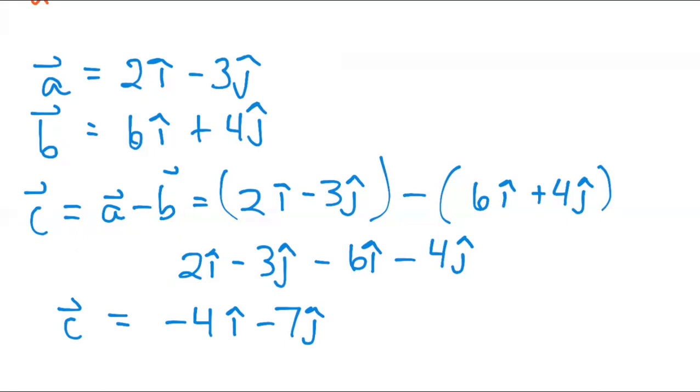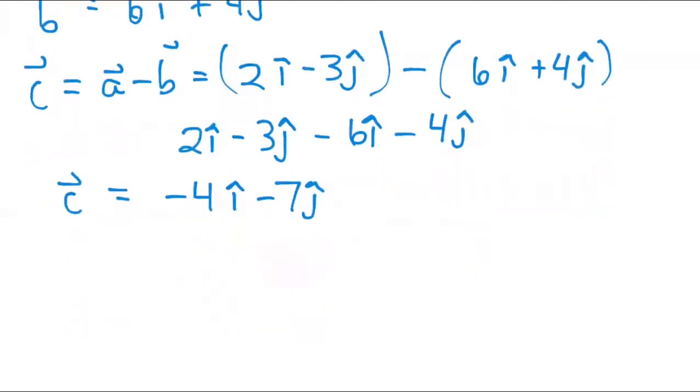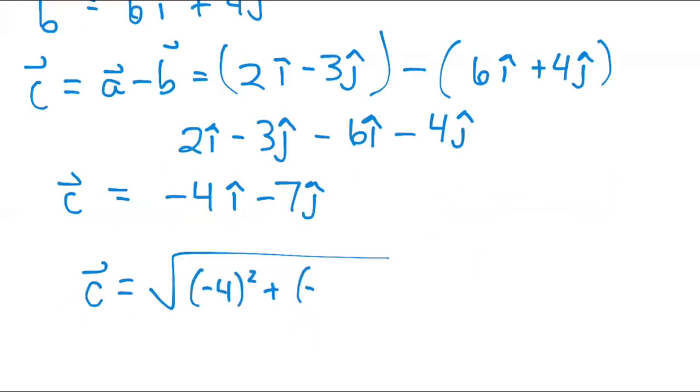Really, the power is we don't have to worry about angles. We don't have to worry about that resultant value. Now, let's say it did ask me for this resultant value, and it's like, okay, what's the length of C? We would just do C is equal to the square root of negative 4 squared plus negative 7 squared. And we would just find that hypotenuse like we did last year. So you would do negative 4 squared plus negative 7 squared.